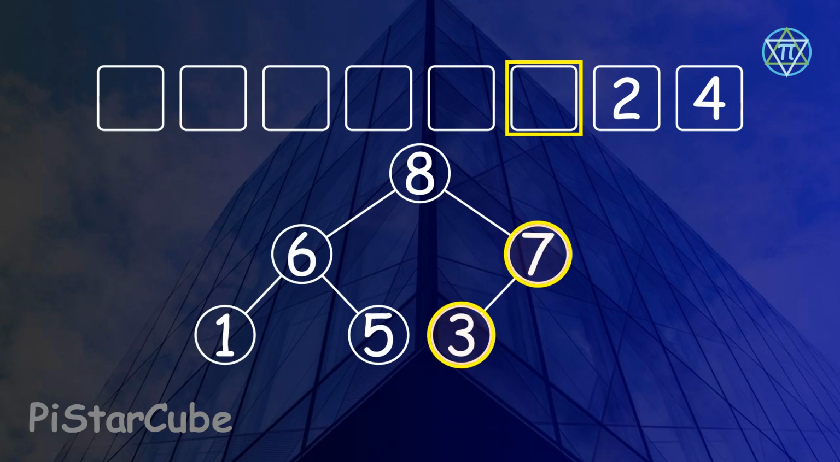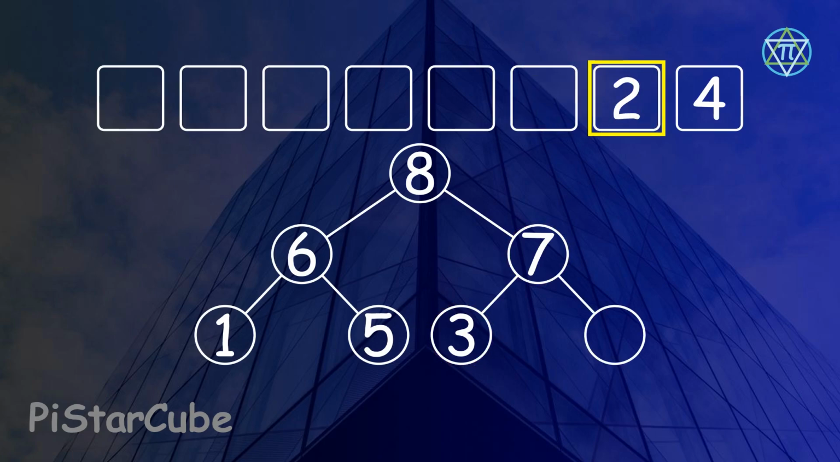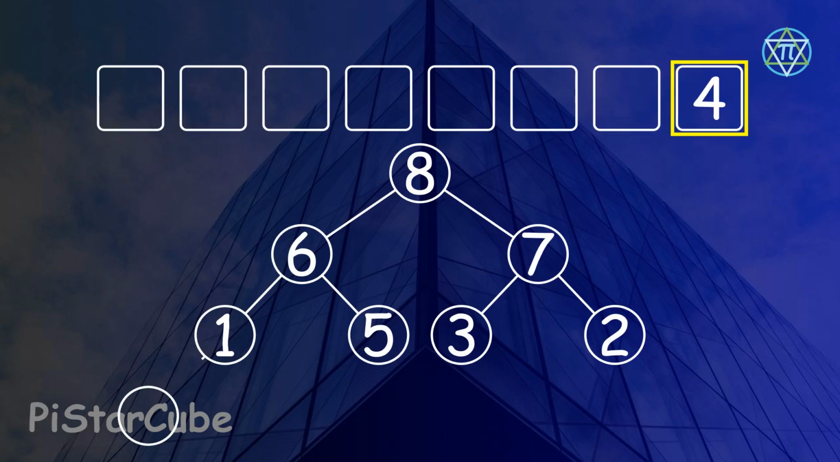Heapifying is crucial because it ensures the max heap property is maintained after each change. Without it, the structure wouldn't guarantee the largest element at the root. This lets us repeatedly extract the maximum and build a sorted array efficiently.